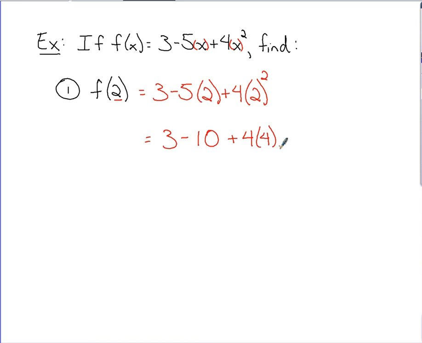Of course, that's 4. I want to be a little lazy about it. I just make that 16. Go through and calculate. 3 minus 10, negative 7 plus 16, get 9 back. So f of 2 would equal 9.